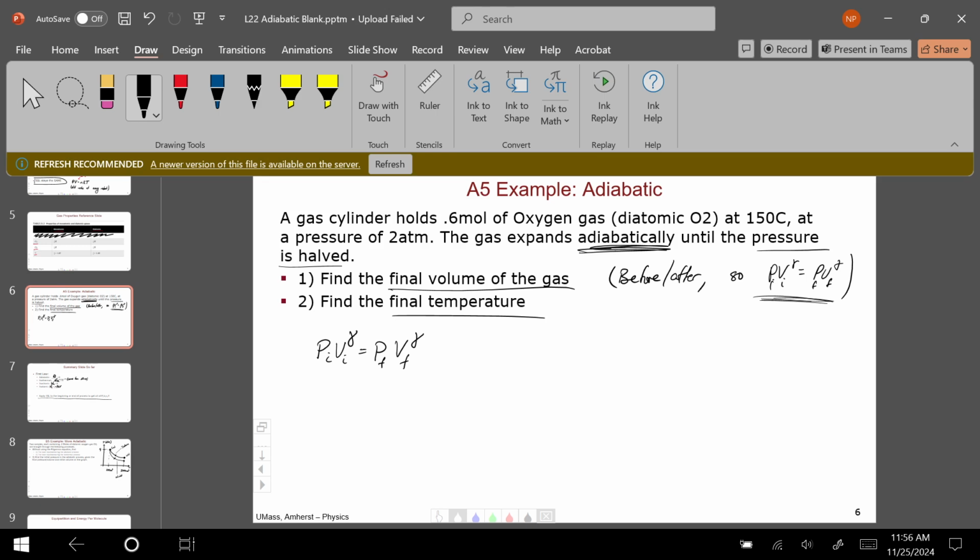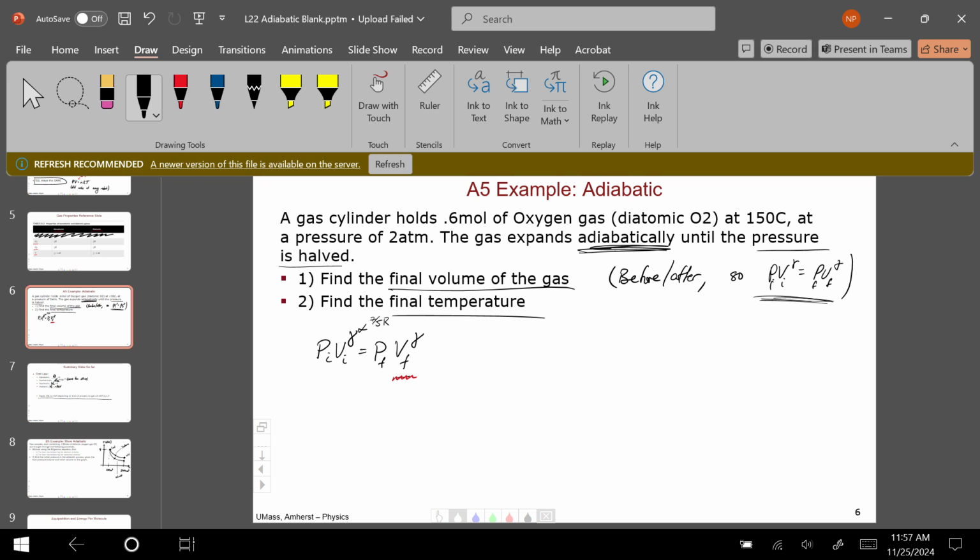Okay, we're asked about the final volume. So this is our real variable. We actually aren't really told any of these variables. So gamma is a constant, right? Gamma for diatomic oxygen is going to be 7/5 R.